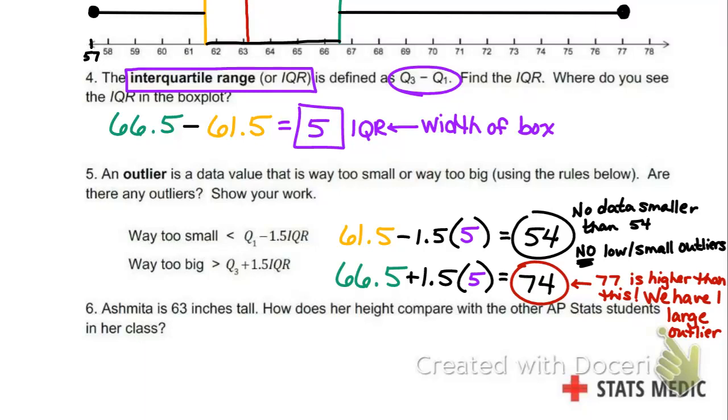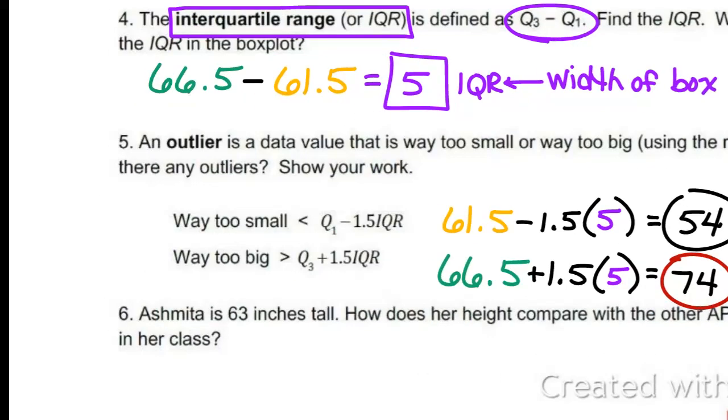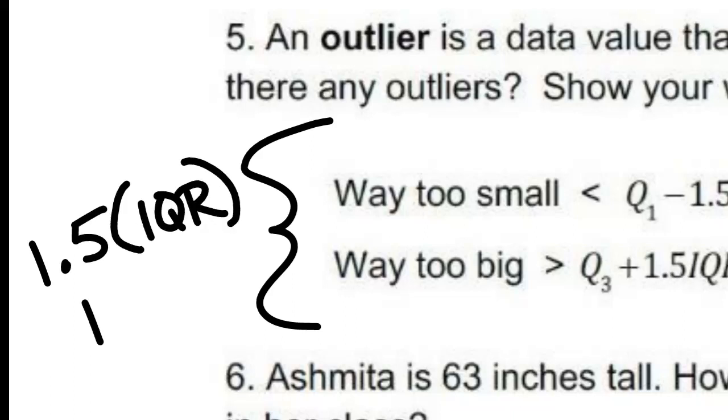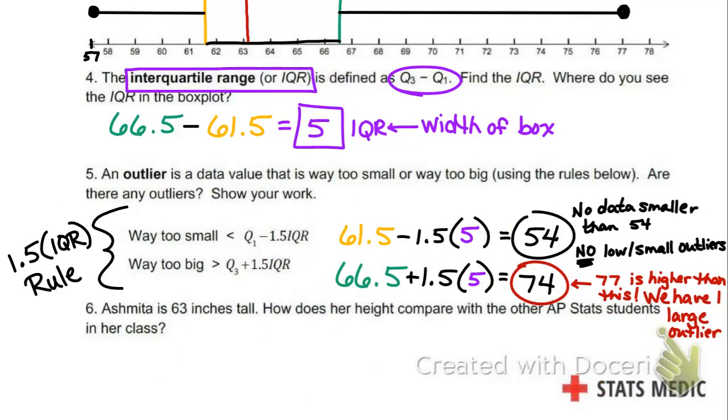All right, so when we do this, figuring out whether we have low outliers or high outliers, small outliers or large outliers, this is called the 1.5 times IQR rule. What'd you say? That is a very boring name. However, it does help you remember what the rule is.